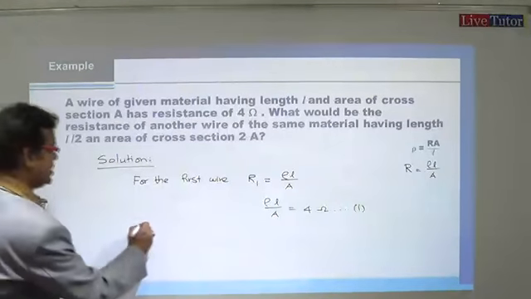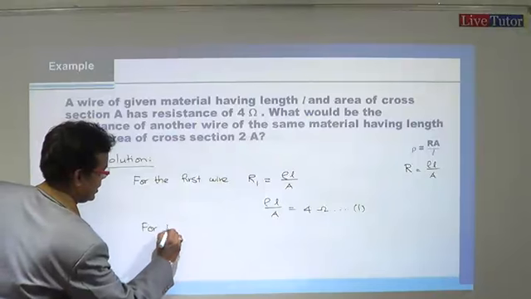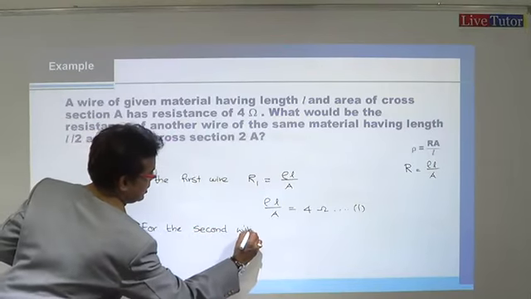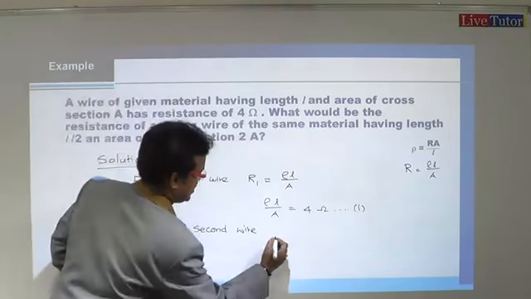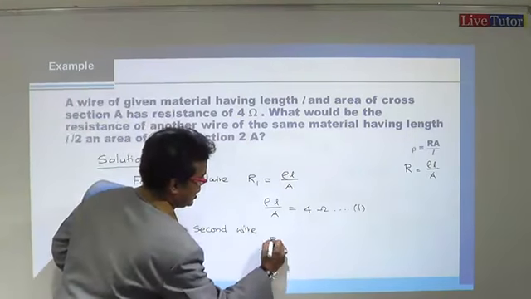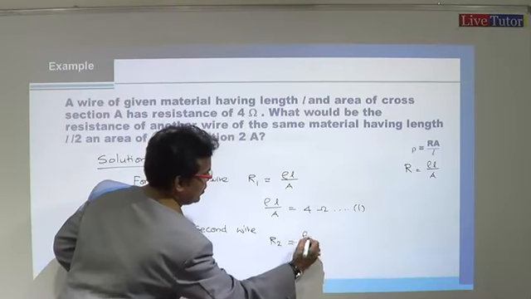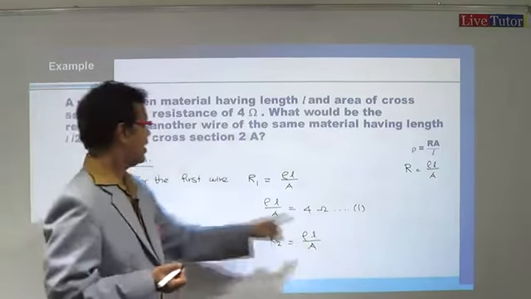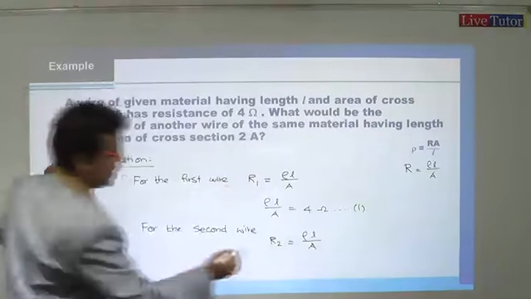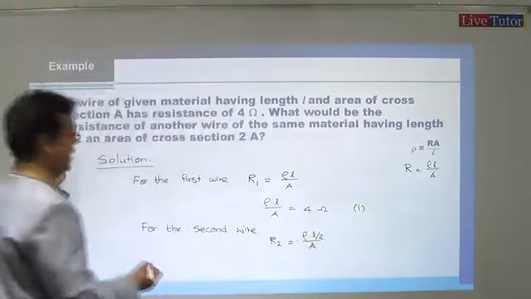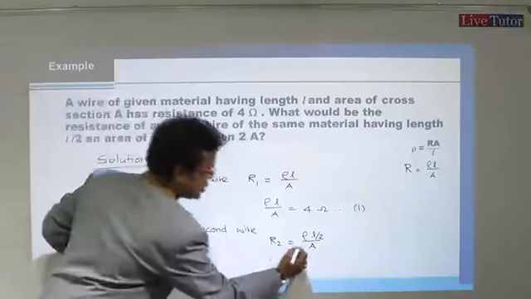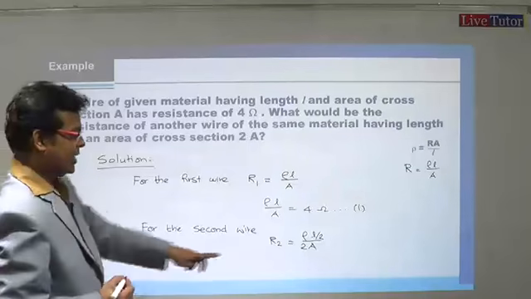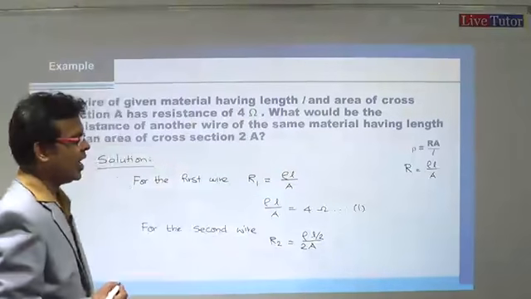Now similarly, for the second wire, R2 is equal to rho L by A, but here in place of L, it has got half of L, so I'll write it as L by 2, and in place of A, we have got 2A. So this is what we say R2.